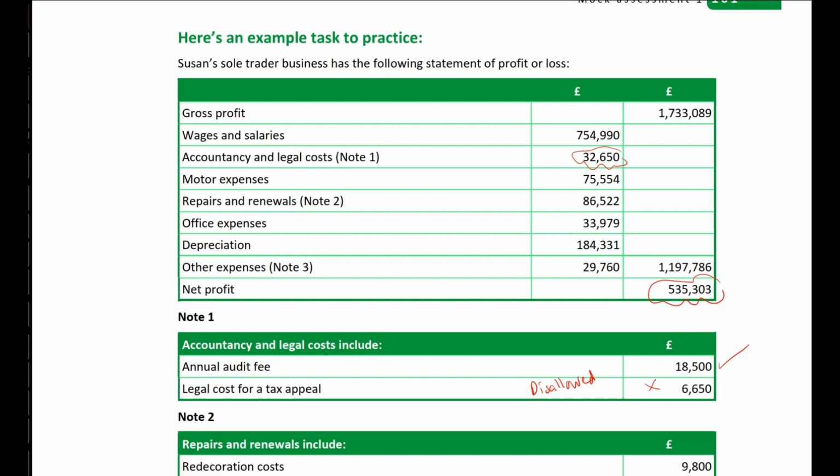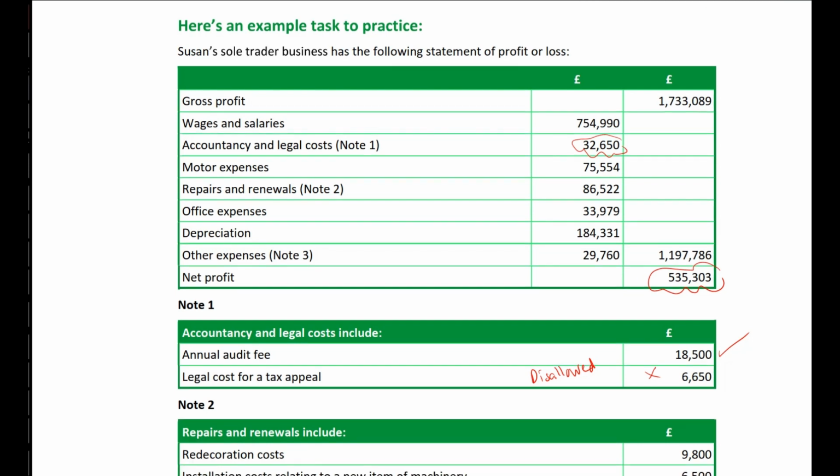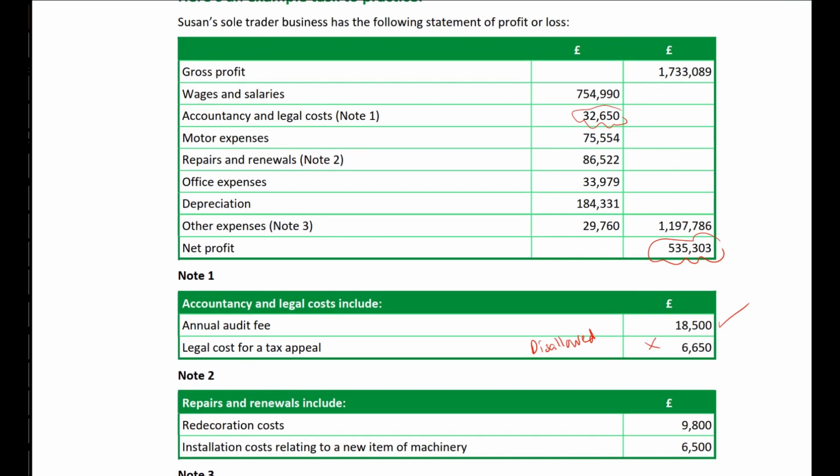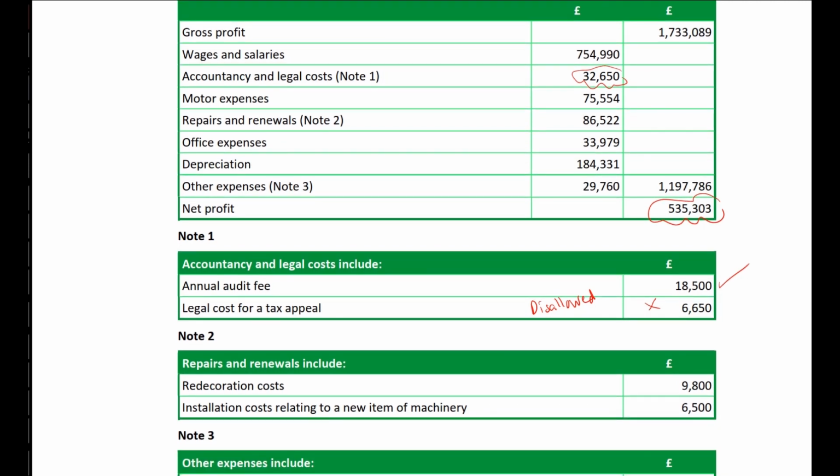Motor expenses come next, and again, if there's no note to go with it, I've got to assume they're absolutely fine. Repairs and renewals do have a note attached to those, so let's look at that one. I learn within repairs and renewals, there is a redecoration cost. Decorating, not a problem. Redecorating suggests we've decorated before, we're now just decorating again. So that's just part of repairing or renewing our offices or our business premises to keep them up to an appropriate standard. So I'm quite happy with decorating or redecorating. No issues there.